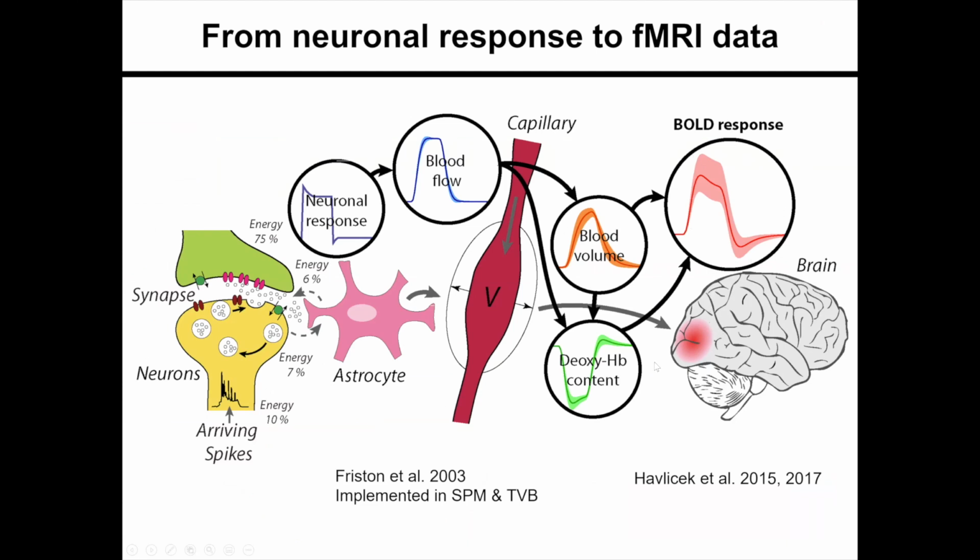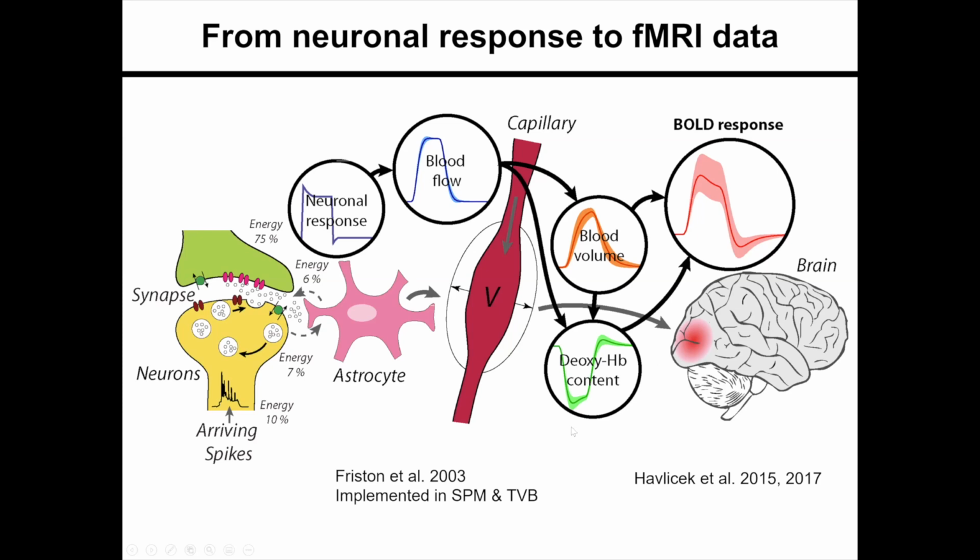Interestingly, most computational neuroscientists ignore the fact that fMRI is actually only an indirect reflection of neuroactivity. There's a model from Karl Friston in 2003 where he modeled the chain of events from neuroactivity to fMRI. And this model has been implemented in SPM and The Virtual Brain. Recently, we have updated the model, and the main difference between this model and our model is that we can distinguish excitatory and inhibitory neuroactivity from the fMRI signal.